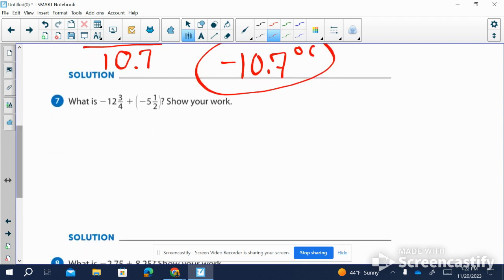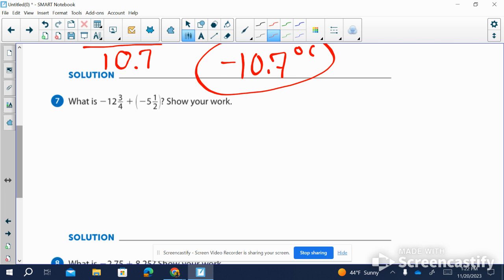Moving down to number 7, I'm looking at these two numbers and I'm noticing they are both negative. That means I can just add them up and then keep the negative. So that's exactly what I'm going to do. There's different methods to doing this. The first thing I'm looking at is maybe I want to separate the whole numbers from the fractions. And then the second idea that I had is maybe I can convert everything into decimals. Well, whichever way works for you is the way that works for you.